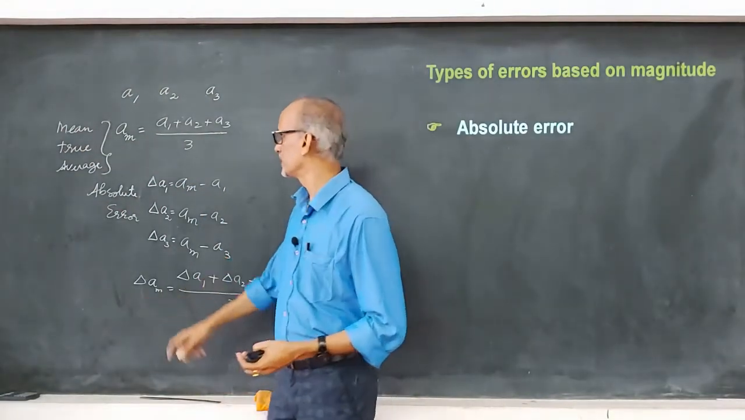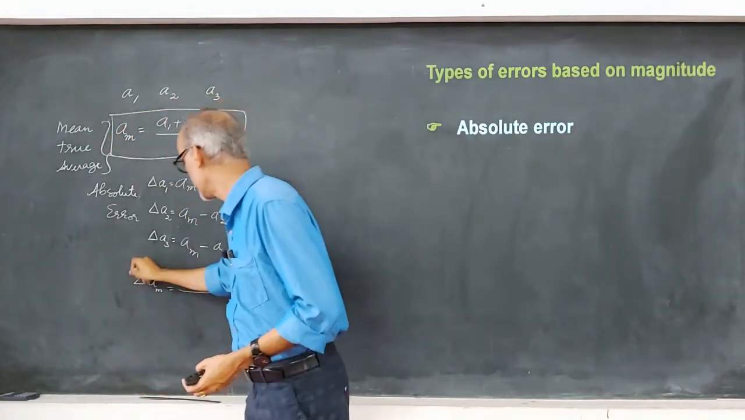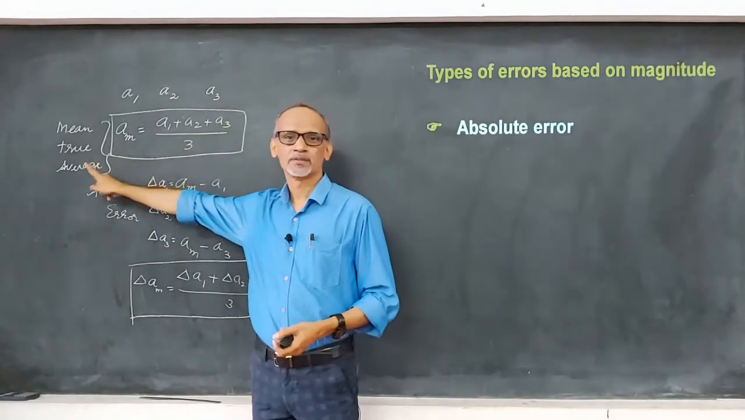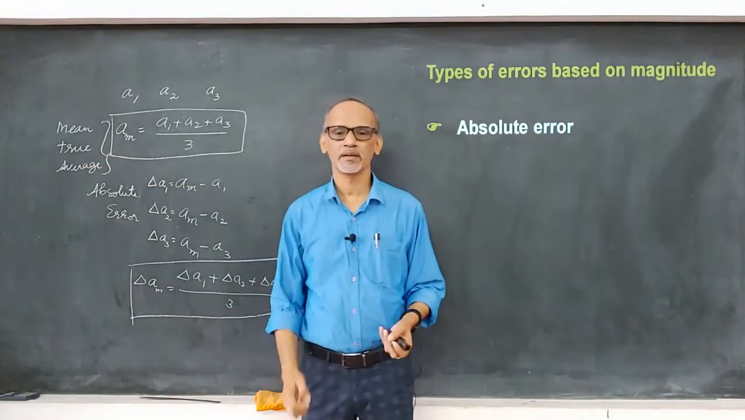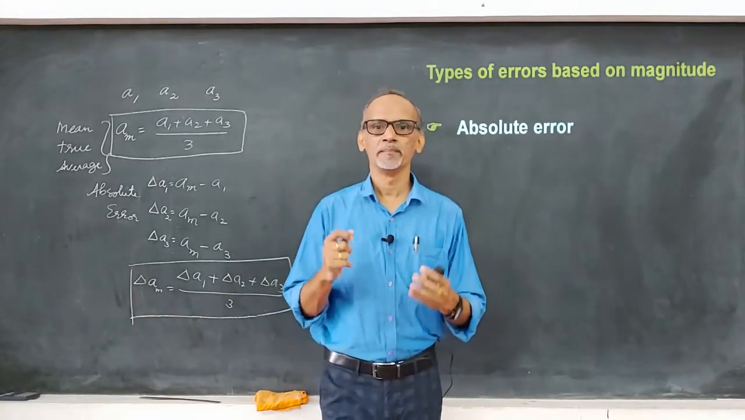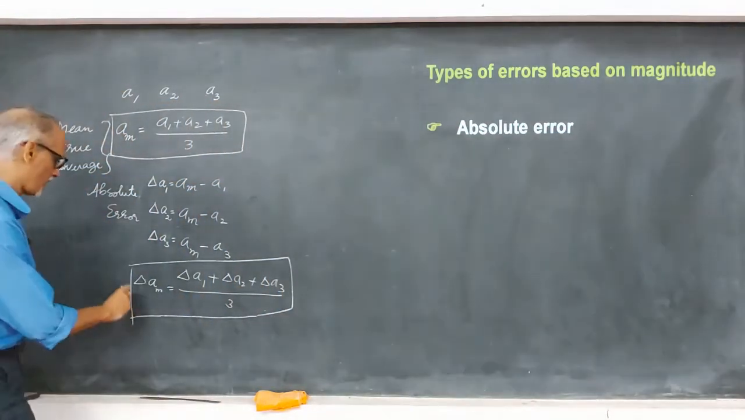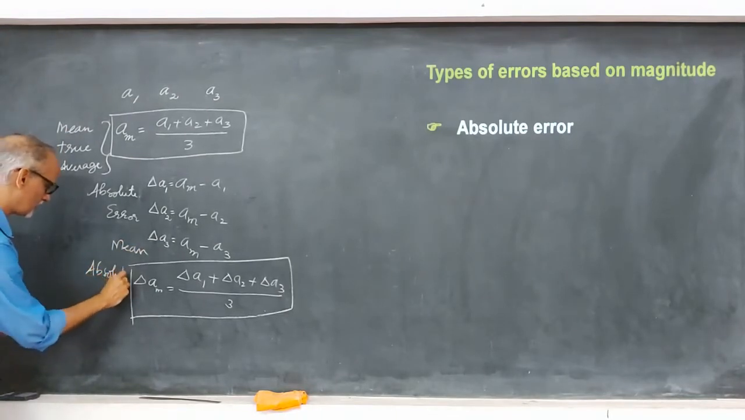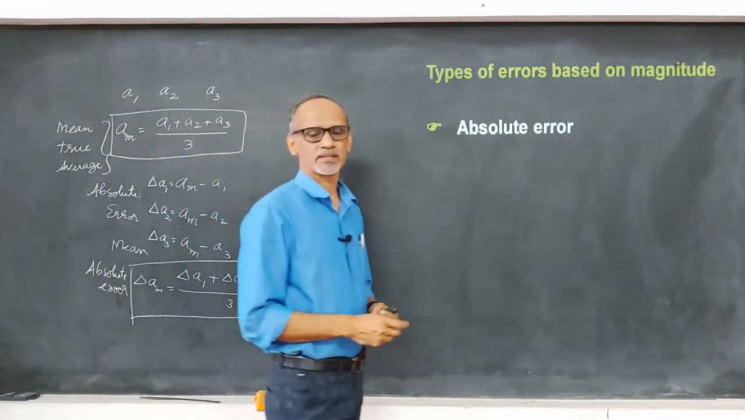What is the difference between AM and delta AM? What does AM stand for? True value or the mean value. What does delta AM stand for here? The moment there is a delta, it has to be an absolute error, right? So it has to be the mean absolute error. So what is delta AM? It is the mean absolute error. So that is called mean absolute error.